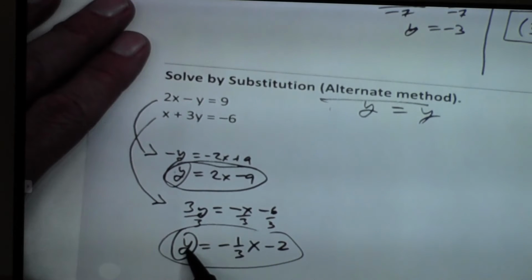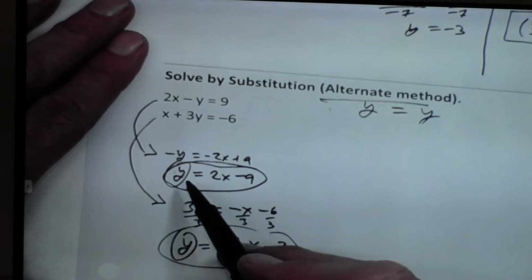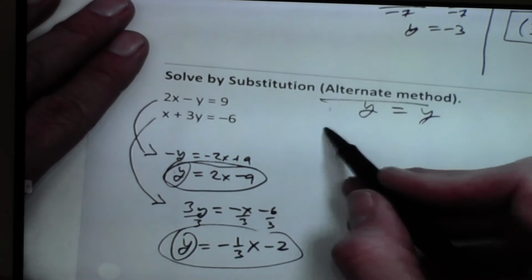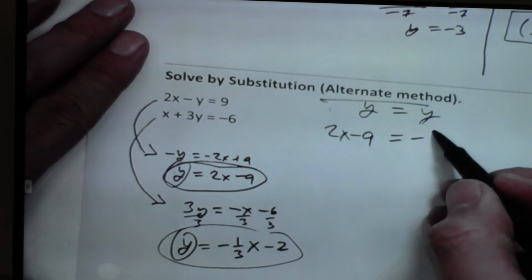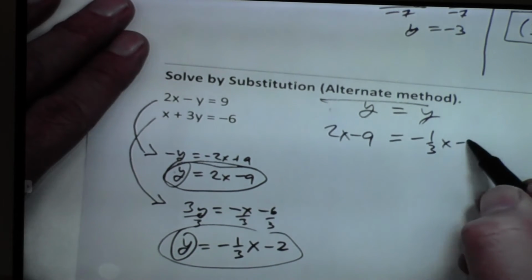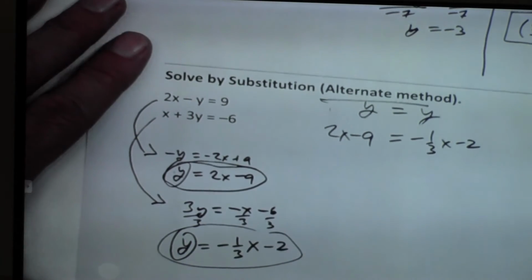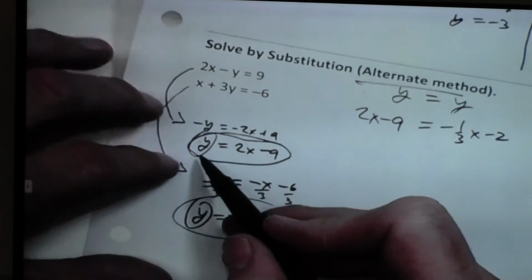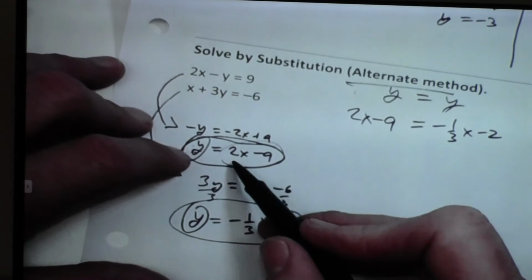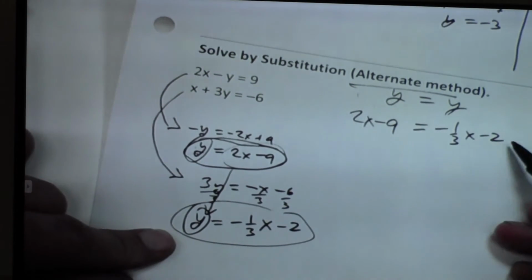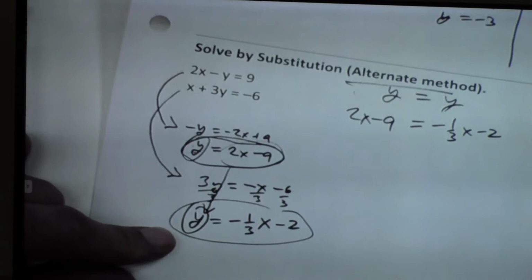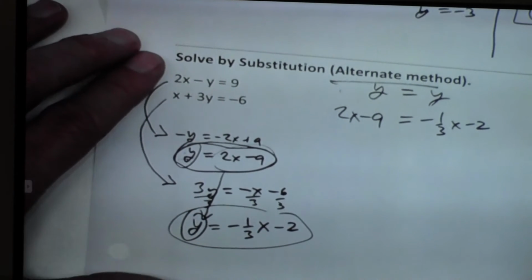This is y and this is y. If y is equal to y, this y is 2x minus 9, and this y is negative 1/3 x minus 2, and they're supposed to be equal to each other. You can also think of it as this y is equal to this, so we're going to come down here and plug it in for this y, so we get the equation like that. Now all we have to do is solve it.